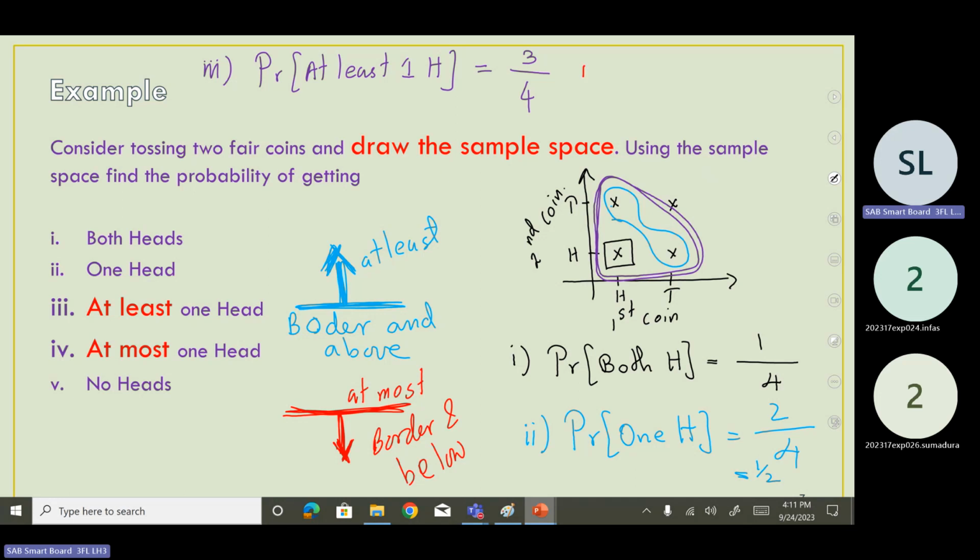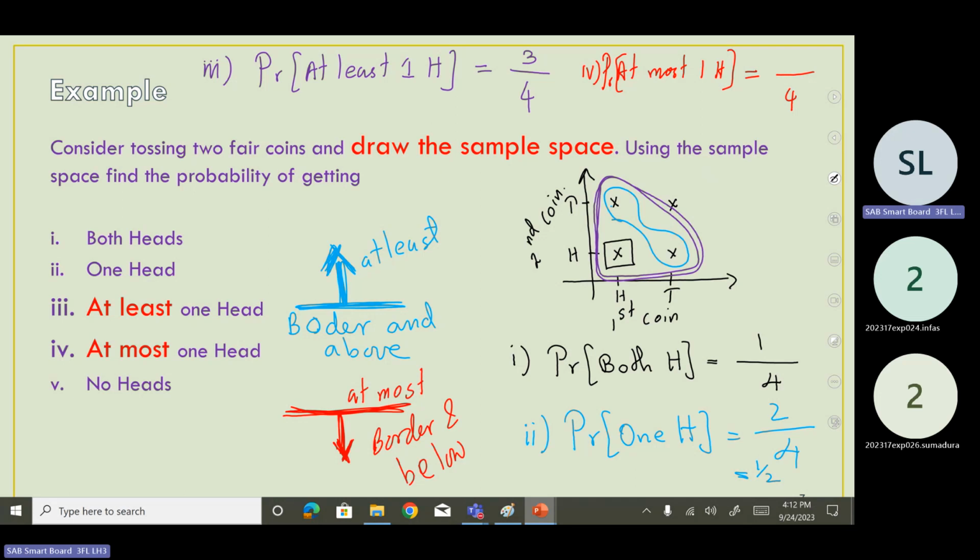Then the fourth one, at most probability. Probability at most one head. Totally, there are four. We are interested in how many, right? So at most one head means one head or less than one head.